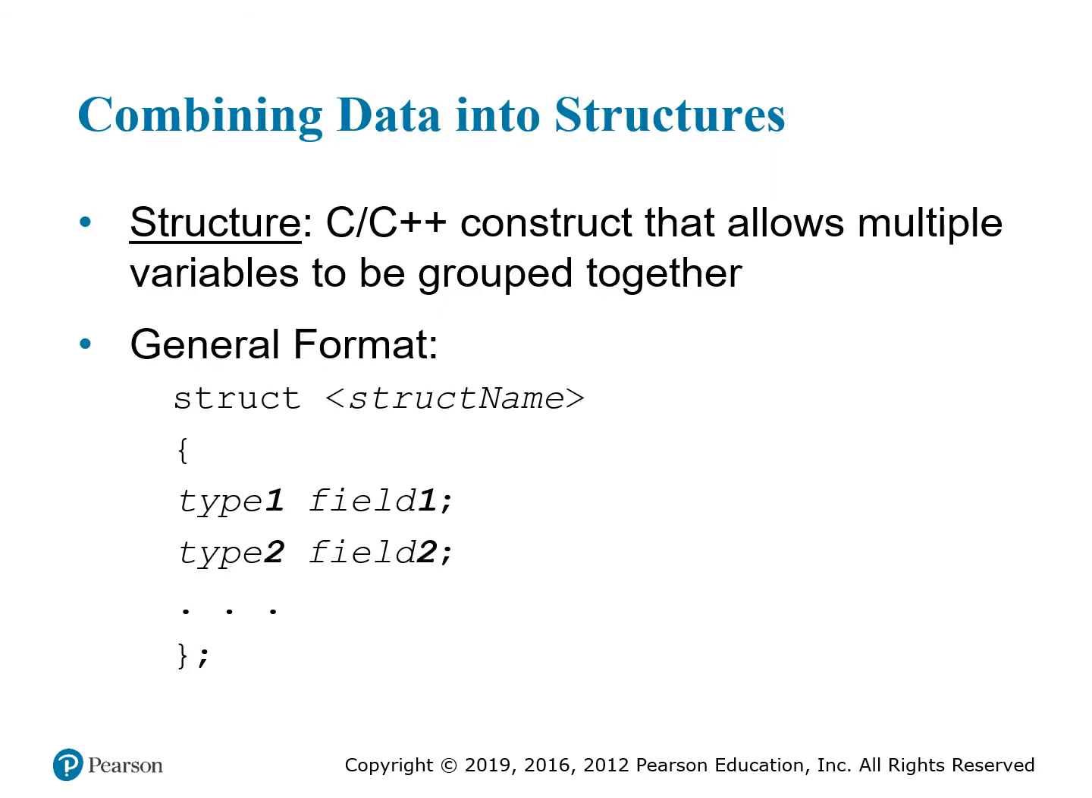What we can do is make a struct. A structure is a C or C++ construct that allows multiple variables to be grouped together and referred to, not just referred to, but moved around, passed to functions, passed back from functions as a single variable. This is especially powerful when you want to get some data from a function, and as you know in C++, you can only return one value at a time. But if you group all of your values into a struct, you can return them all at a time.